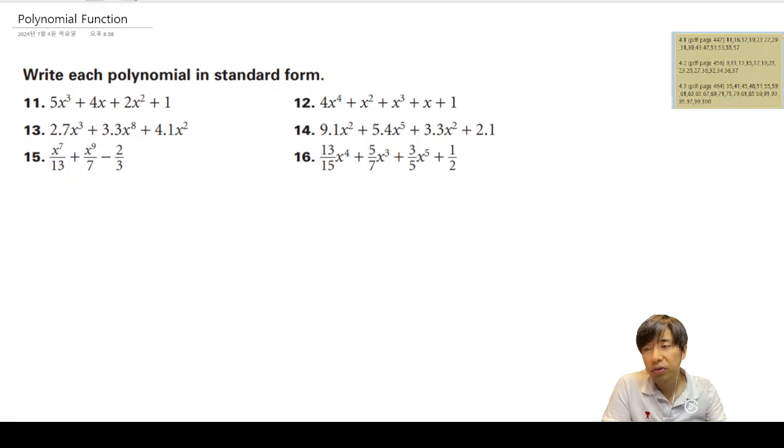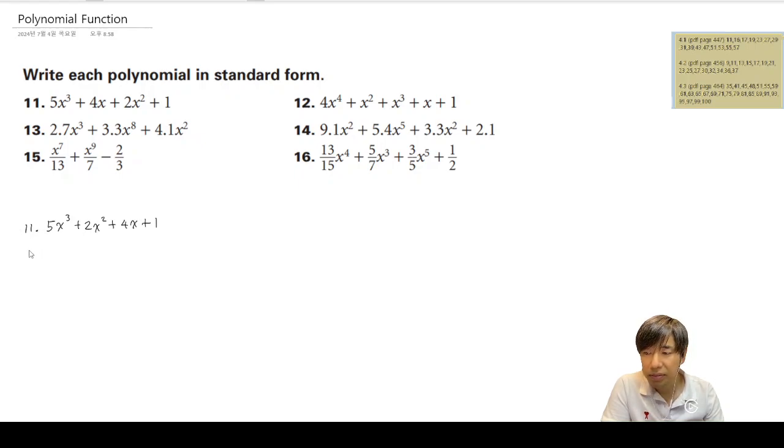자, standard form이라고 하는 것은 you have to arrange the terms in an order such that you have the highest degree first, and then the degree has to be in descending order. Okay, so for 11, the highest degree term is 5x cubed, so you write down 5x cubed, and then the second highest is 2x squared, degree 2, so this comes next, then 4x, then 1. Okay, so this is number 11.